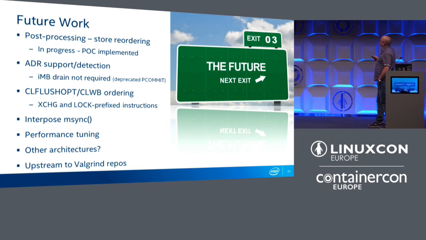Also, regarding ordering, I mentioned that CLFLUSHOPT and CLWB require the memory fence, but there are also some other instructions that would order the execution of CLFLUSHOPT and CLWB, like exchange and lock prefix instructions, so we don't support those yet. We have to add it. Performance tuning: as I said, in some scenarios the performance is terrible, so we need to fix it. Other architectures: if anybody would, let's say, port NVML to other architectures, yesterday we had a question on our mailing list that somebody is trying to port it to PowerPC, so maybe Pmemcheck would support that at some point. And it would be nice to eventually upstream all of this work to the official Valgrind repo.